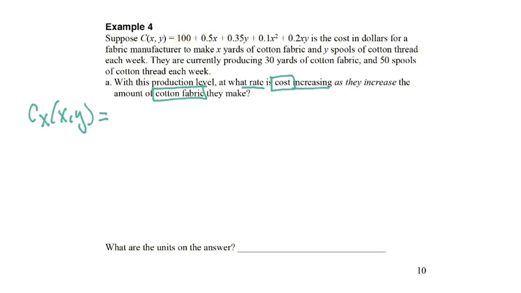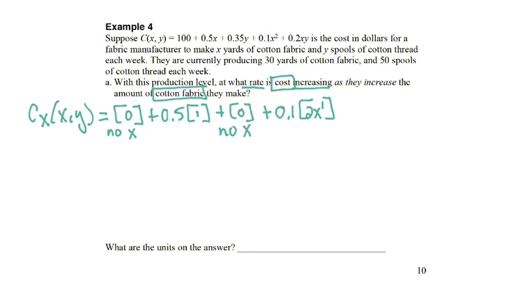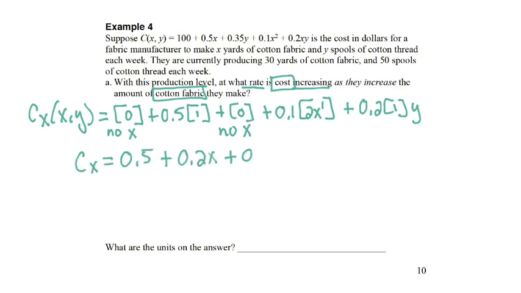So going piece by piece for the derivative, that 100 would have a derivative of 0 because there's no x. 0.5x will have a derivative of just 0.5. The 0.35y will have a derivative of 0 because it does not have an x. The 0.1x squared will have a derivative of 0.1 times 2x to the 1 power, but you probably just wrote 0.2x. And the last term does have an x. So when we take the derivative and that x turns into a 1, we have a number multiplied in front and a number, or in this case a variable, multiplied in back. So when we clean this up, we're looking at 0.5 plus 0.2x plus 0.2y.